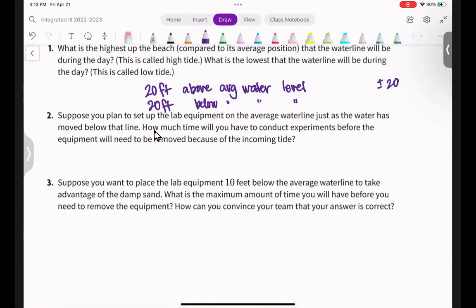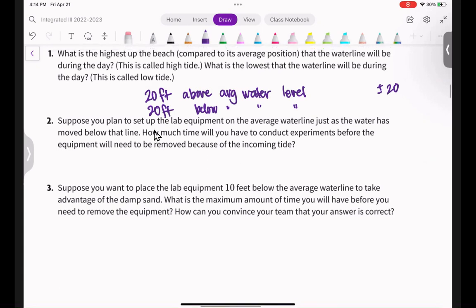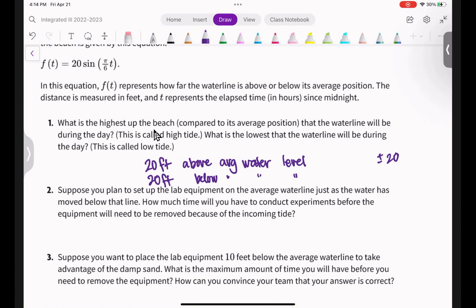All right. So suppose that you plan to set up the lab equipment on the average water line just as the water has moved below that line. How much time will you have to conduct experiments before the equipment will need to be removed because of the incoming tide? How much time do you have if you're going at the average, right, before it goes?